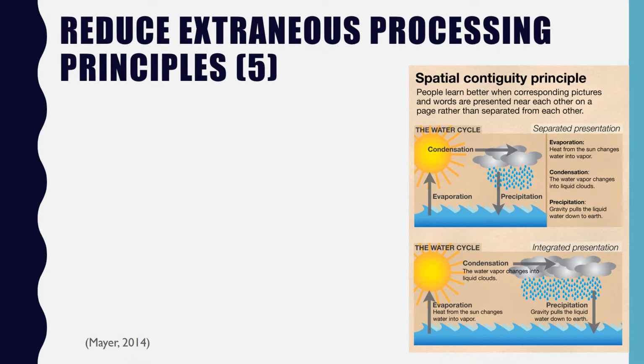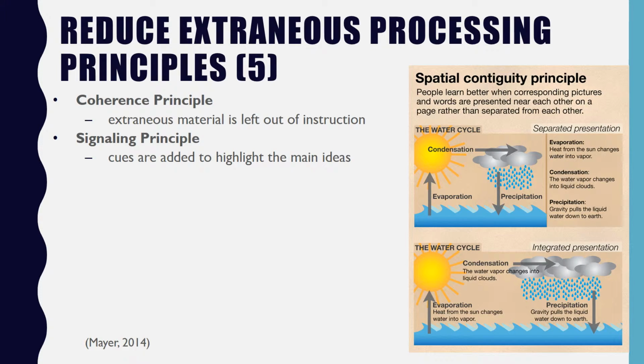The reduce extraneous processing principles are as follows. The coherence principle. This leaves out extraneous material from instruction. Basically, just get to the point. The signaling principle. This is when cues are added to highlight the main ideas during instruction. The redundancy principle. This includes animation and narration only during presentation of new material.